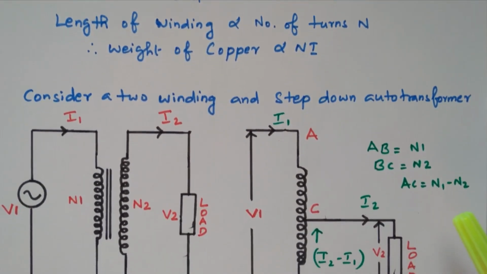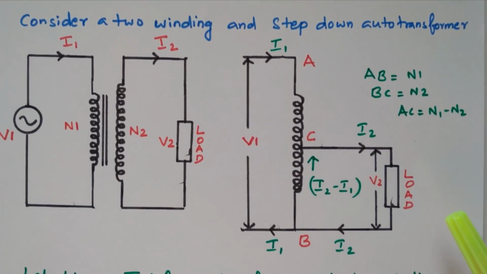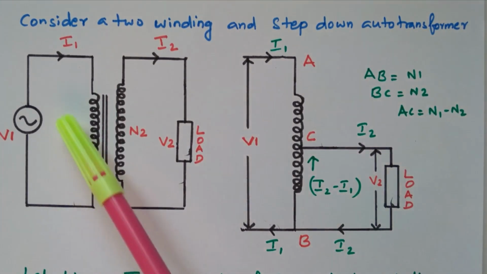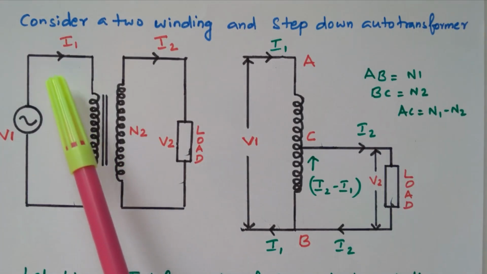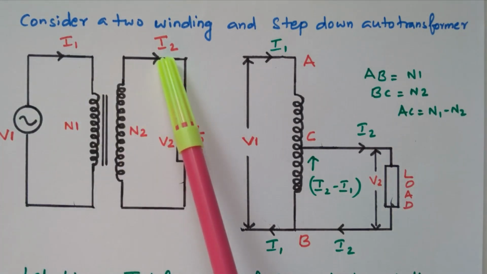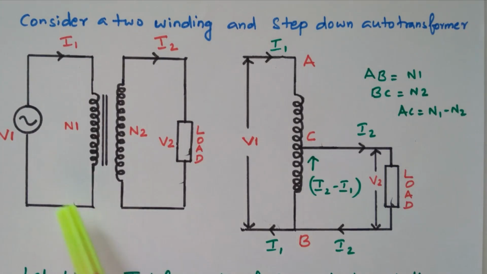Now we will compare the two winding transformer and the Autotransformer. So this is the two winding transformer, that is primary winding and secondary winding. N1 is the number of turns in the primary winding, N2 is the number of turns in the secondary winding. I1 is the current in the primary winding, I2 is the current in the secondary winding. V1 is the voltage applied to the primary winding, V2 is the voltage available at the load terminal of the secondary winding. Now we will go to the Autotransformer.